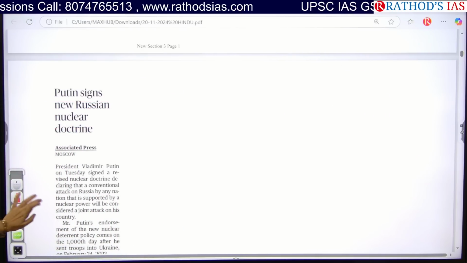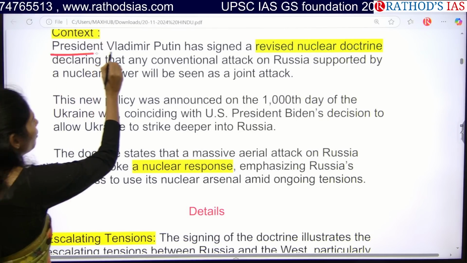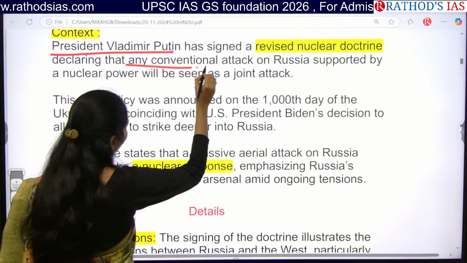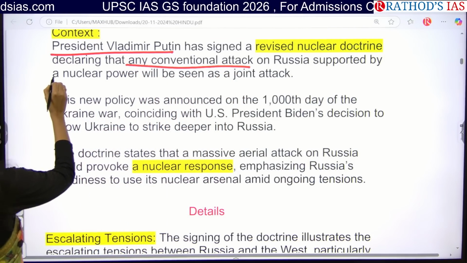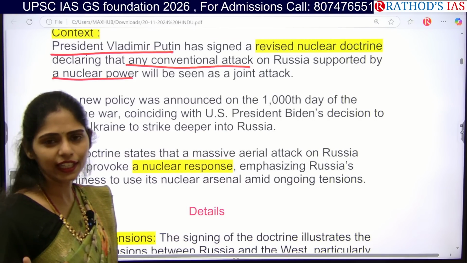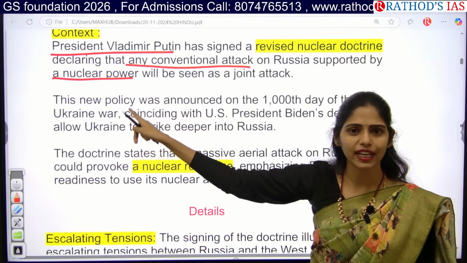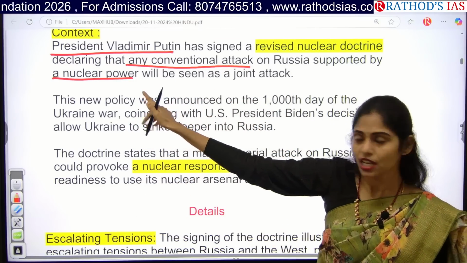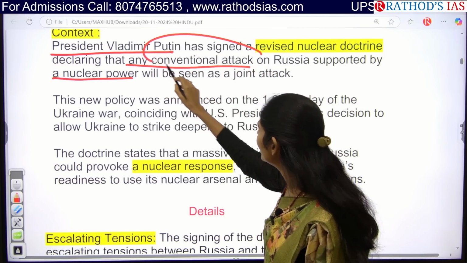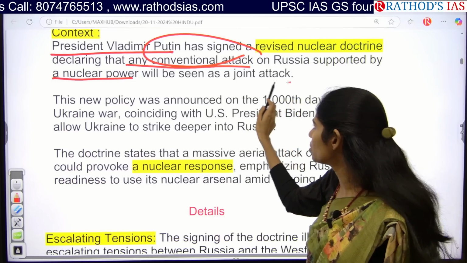Okay, let us see this article clearly. Here, the President of Russia has signed a revised nuclear doctrine declaring that any conventional attack on Russia supported by a nuclear power is seen as a joint attack. Earlier I said that you have to know about the countries that are having this nuclear technology. Why? Because in this new doctrine, Russia is saying that any attack done by a nuclear power on Russia is considered a joint attack.